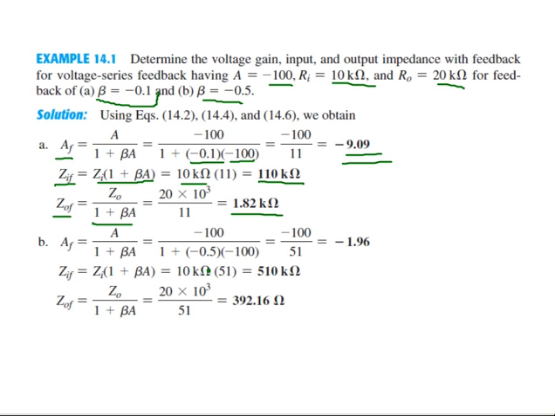Now do this problem for beta equal to minus 0.5. Again you will get these answers. The gain will decrease, input impedance will increase by a factor of 1 plus beta A, and output impedance will decrease by a factor 1 plus beta A.